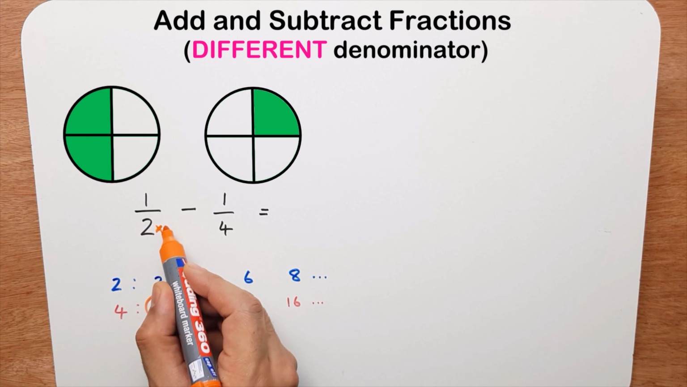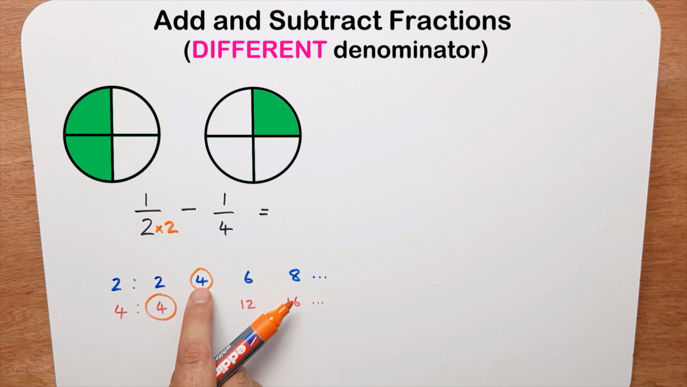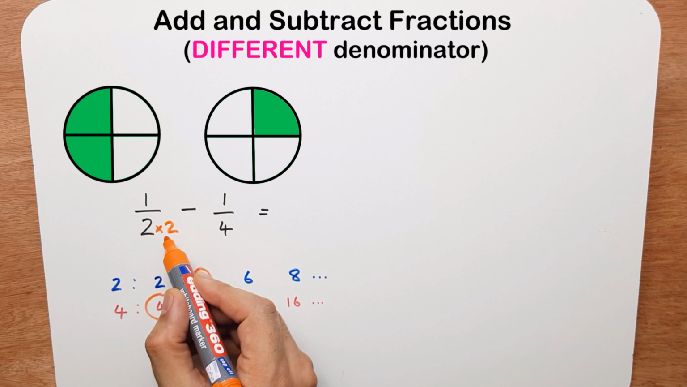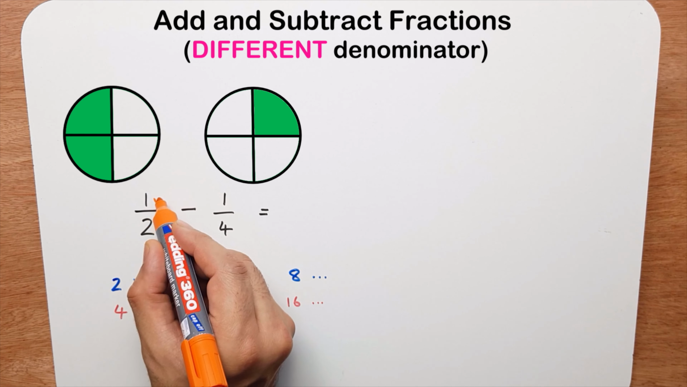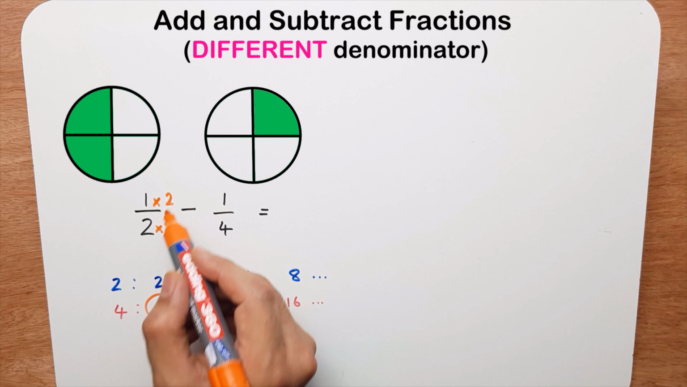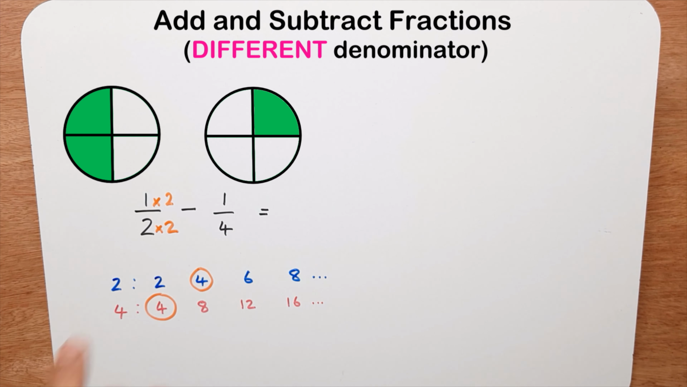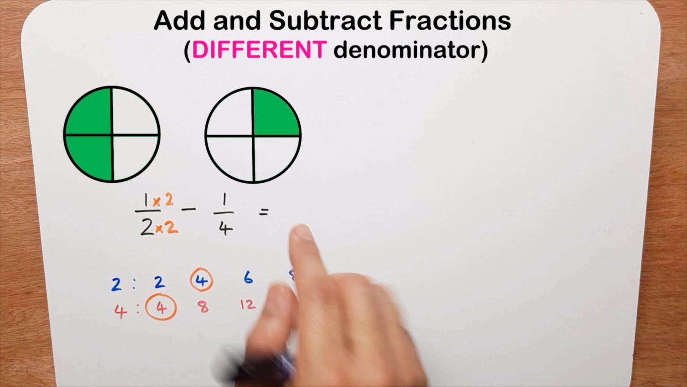So I multiply it by 2 because it's 1, 2 along. And whatever I do to the bottom number, I have to do to the top number. So I have to multiply the top number, or the numerator, by 2. Now this is a 4, so we leave this. So I look at this fraction here. I'm going to put that here first.